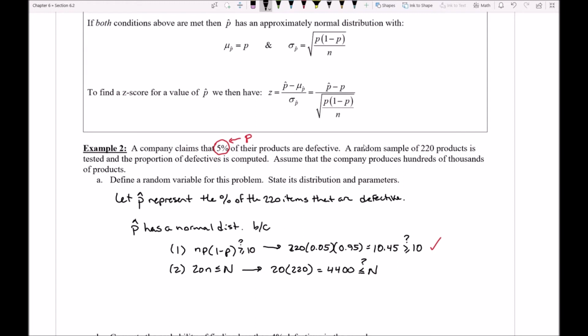So again, we took a sample of 220 products, and we know that the company produces hundreds of thousands of products. I don't know exactly how many, I don't know what capital N is, but I know it's in the hundreds of thousands. So is 4,400 less than a number that's in the hundreds of thousands? Yes, absolutely. So I can check this off. Now I know that p hat does indeed have a normal distribution. And the last thing is to state the parameters. So I'm going to state the mean for p hat, and I'll state the standard deviation.